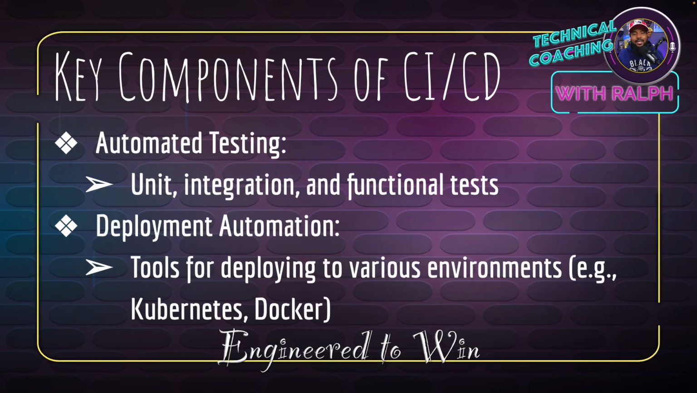Automated testing. That is my bread and butter right there. I love automated testing. Unit testing, integration testing, and functional testing. The CI/CD pipeline should be able to handle all of those. When the code is pushed up, it runs a series of unit tests against the code. Then the integration, whether it's an API test, UI test, any type of test, it should be able to be run in the CI/CD pipeline.